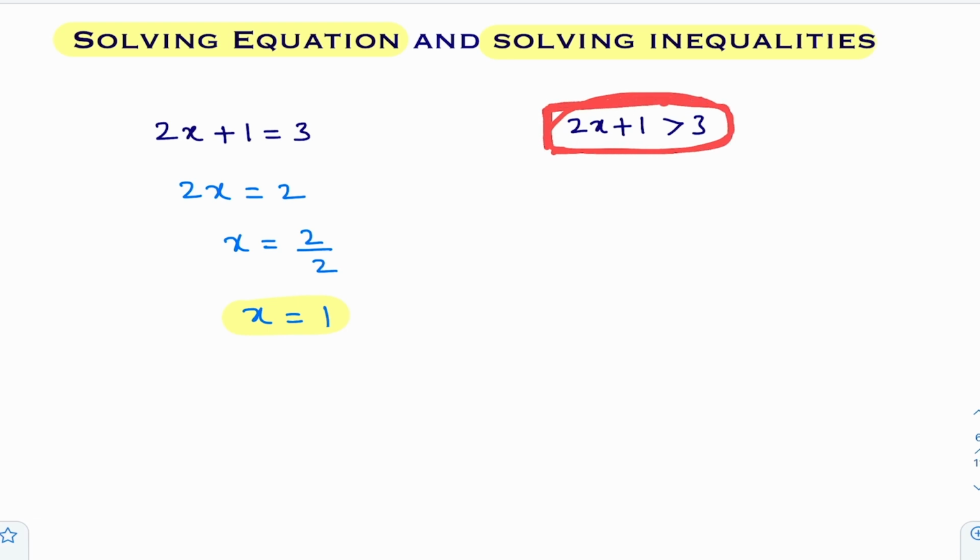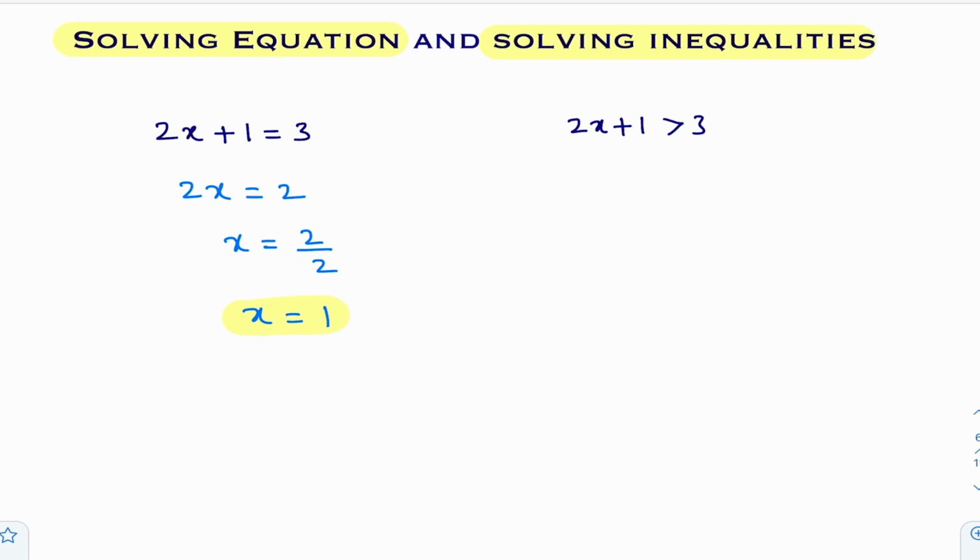Just to explain the difference between equations and inequalities, I'll solve this. But without knowing the rules of inequalities, you cannot do this. Just to explain the difference between solving an equation and solving an inequation, I am doing this. After this, in the next slide, we are going to learn what those rules are to solve an inequality.